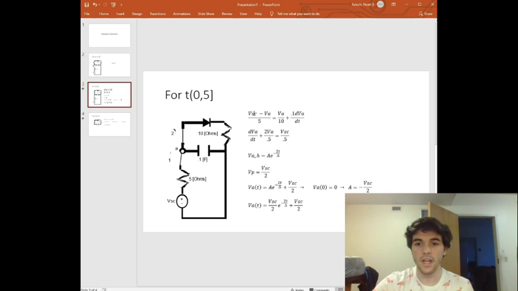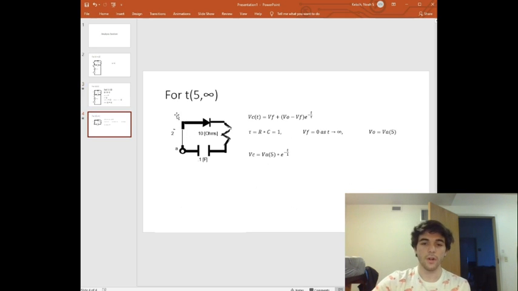KCL at A will give us (Vsc - Va)/5 = Va/10 + 0.1 dVa/dt. Rearrange that to get it into differential equation form. Your homogeneous form is Va,h = A times e^(-2t/0.5). Your particular solution is Vsc/2, and your final solution for that will be Va(t) = (Vsc/2) times e^(-2t/0.5) + Vsc/2.